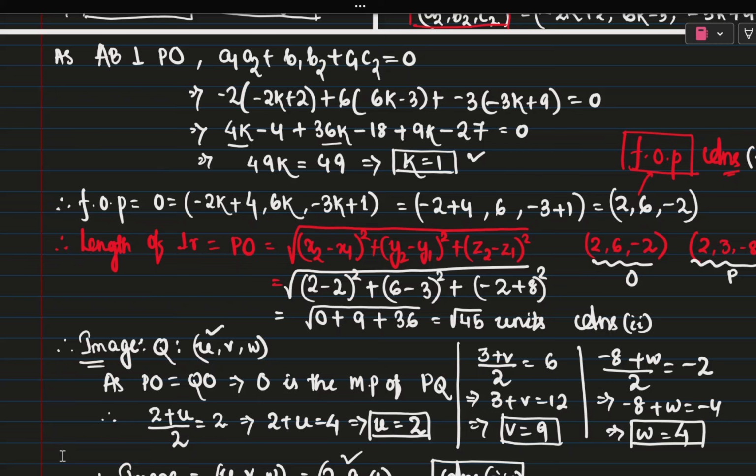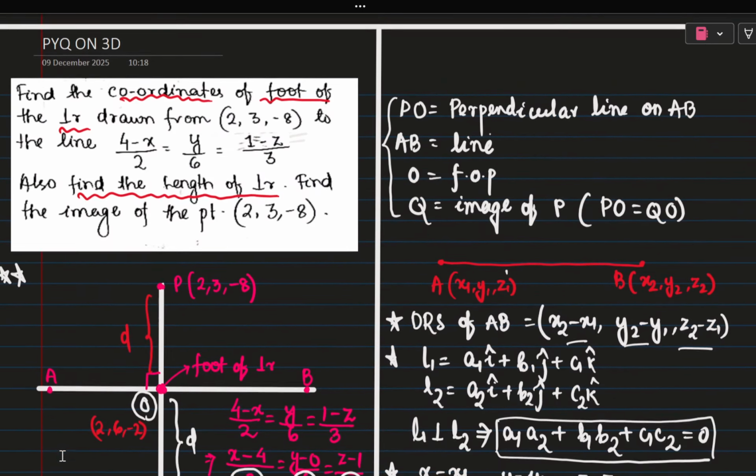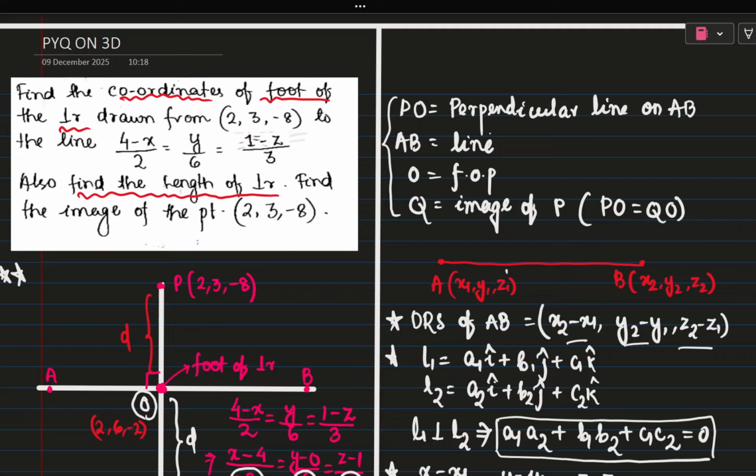And that is how this question will be asked. This is not an exact one question. Either it will be asking for the coordinates of the foot of the perpendicular and the length of the perpendicular, or it is only asking for the image of this point. So anyhow, I need the foot of the perpendicular, and I hope by using this process you will get to know all these things properly. I hope this method of solving is understood by everyone.